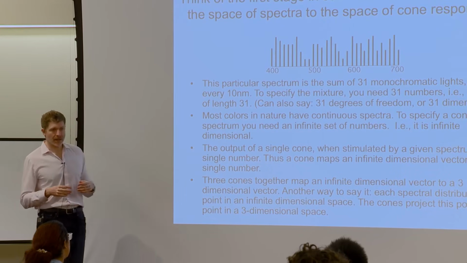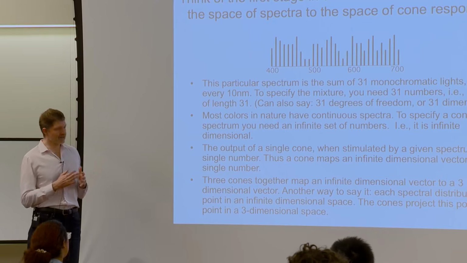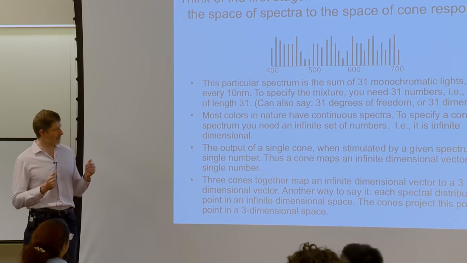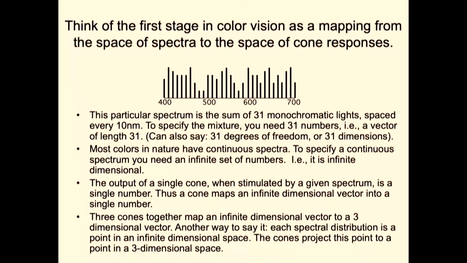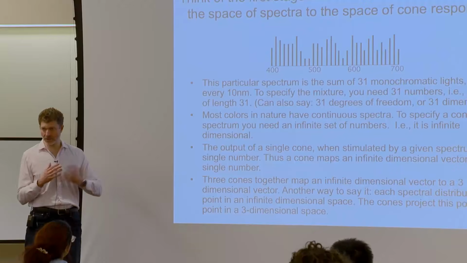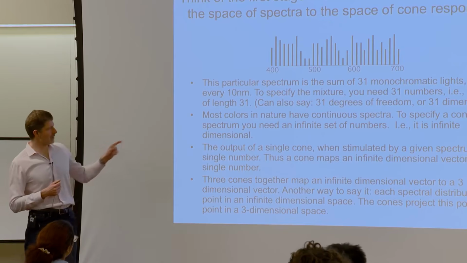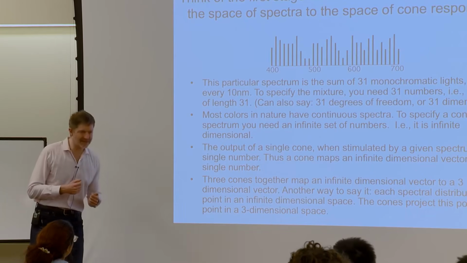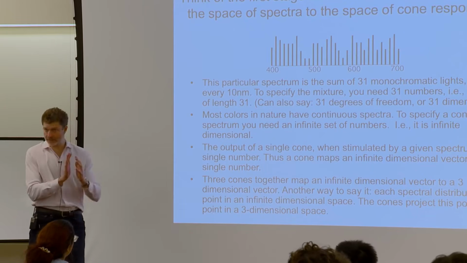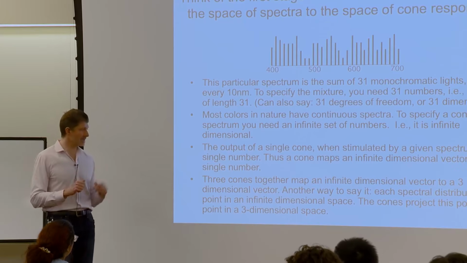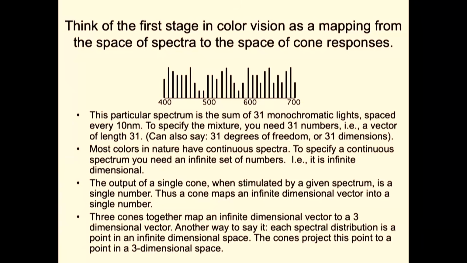Now, most colors in nature have continuous spectra. So to specify a continuous spectrum, you would need an infinite set of numbers. Right? So this is an infinite dimensional quantity. Right? Now, the output of a single cone, when it is stimulated by a given light with a given spectrum, is a single number. Okay? Thus, a cone maps an infinite dimensional vector into a single number.